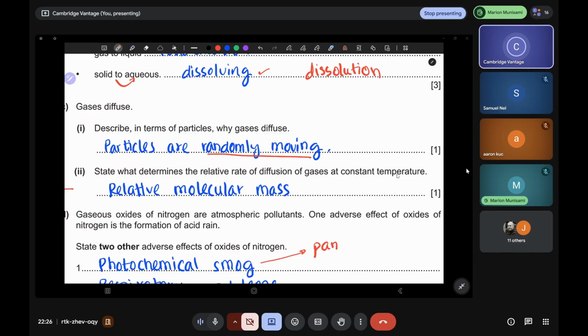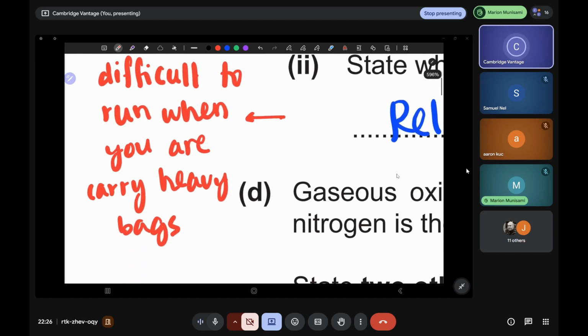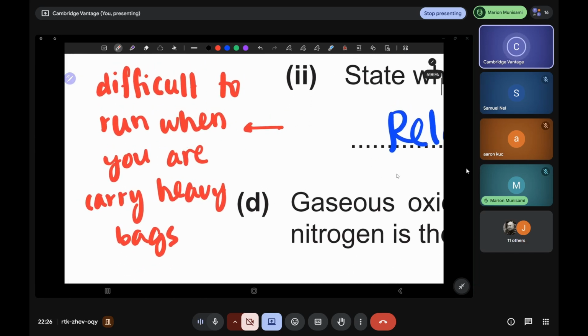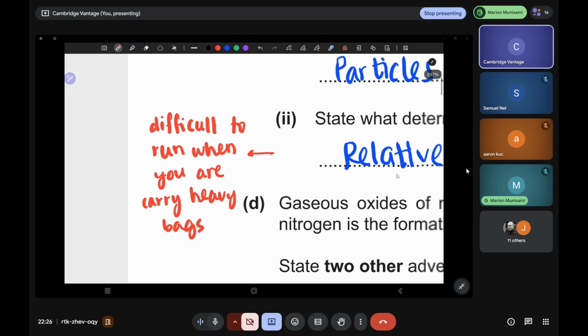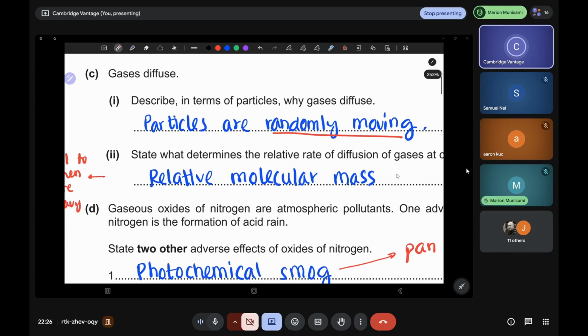If you have attended my paper 2 session, then you will have definitely seen this as well. This was relative molecular mass. And what's the analogy behind this? Think of it in this way. It is difficult for you to run when you carry heavy bags, because if you have a lot of mass, it will be difficult for you to move. And if it's difficult for you to move, it's difficult for you to diffuse. So that is why the relative molecular mass is one of the factors that affect the rate of diffusion.